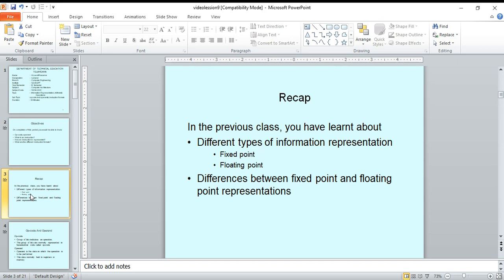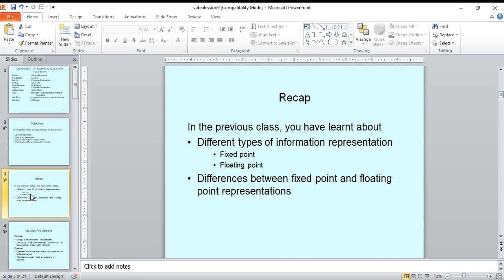In the fixed point representation, the decimal point is fixed at one position, either at the leftmost position of the number or at the rightmost position. Based on that, we can say it's an integer number or a fractional number. That is nothing but fixed point representation. And in the fixed point representation, there are two kinds: binary fixed point representation and decimal fixed point representation.